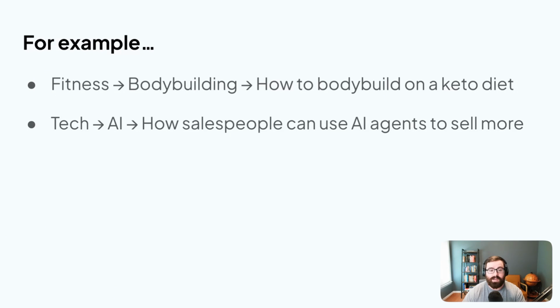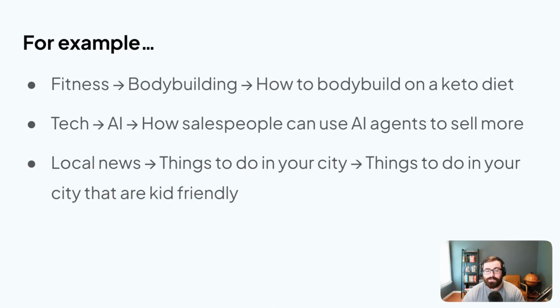Then we have tech, then AI, then how salespeople can use AI agents to sell more. Much better newsletter topic than the broad topic of tech. Local news, things to do in your city, things to do in your city that are kid friendly. You're going to attract a higher value audience faster if you niche down 2 to 3 levels.